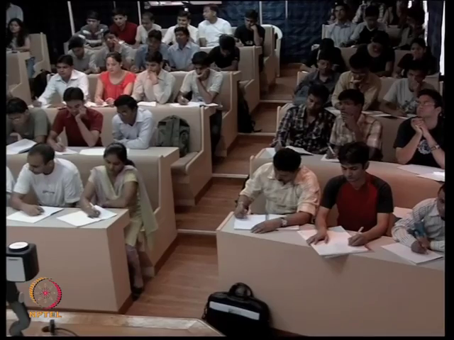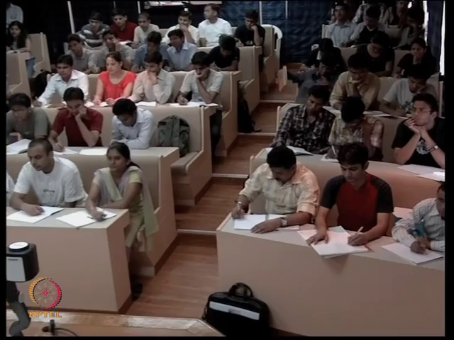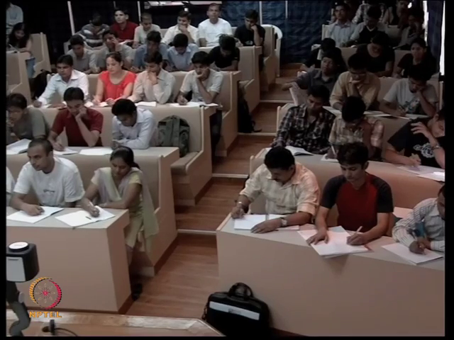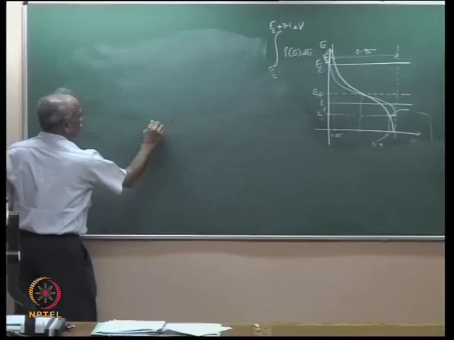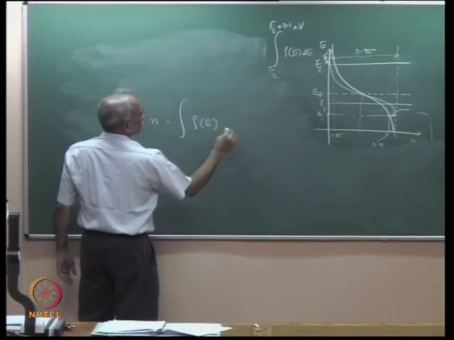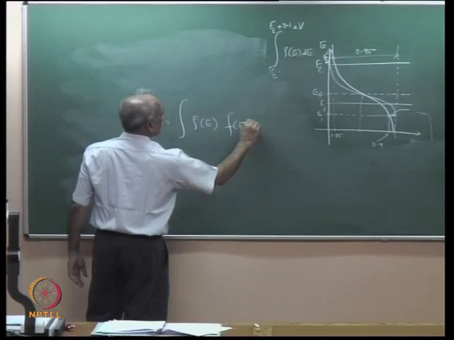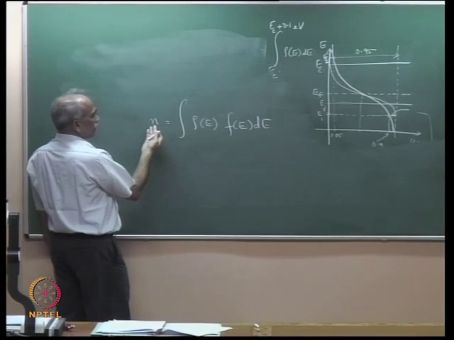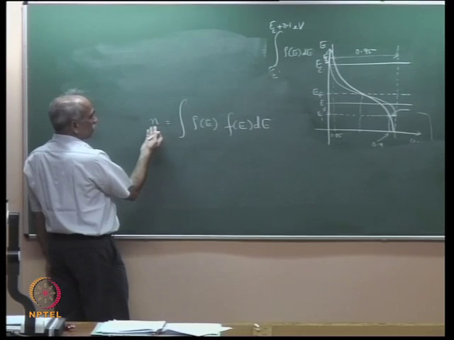So this is the distribution or occupation probability. Of course, we are aware of this, but I am just recalling all the concepts that are essential. Therefore, the carrier concentration n is equal to the integral of rho of E into f of E dE. Let me consider n is the carrier concentration in the conduction band.